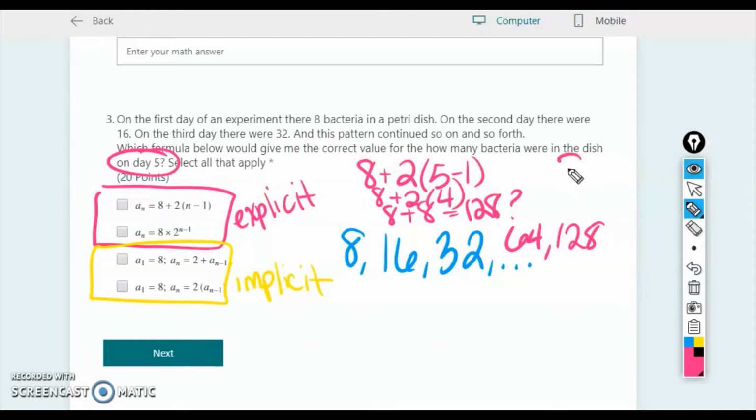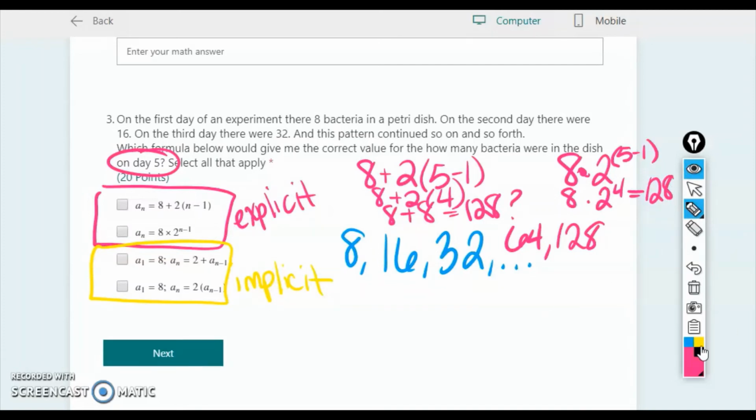Let's see. It has 8 times 2 to the n minus 1, so 5 minus 1. So that's 8 times 2 to the 4th. So you would have to figure out what 2 times 2, which is 4, times 2, which is 8, times 2 is 16. So you would just need to figure out what 16 times 8 is to see if it equals 128. If that works, then this is an answer.